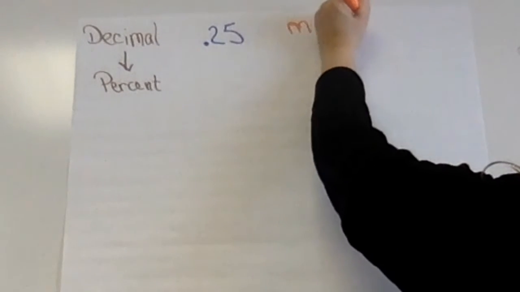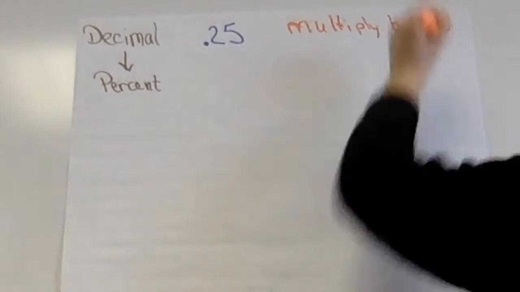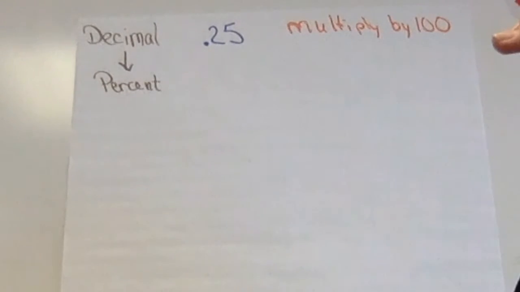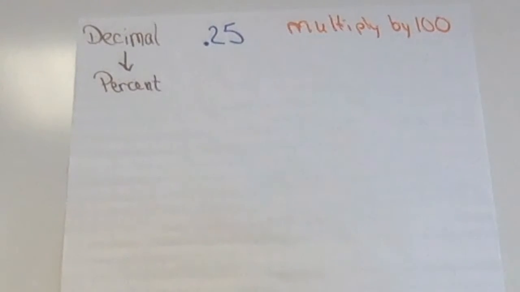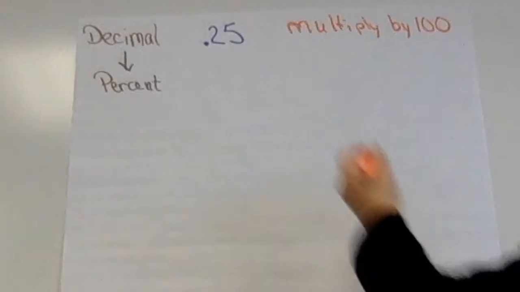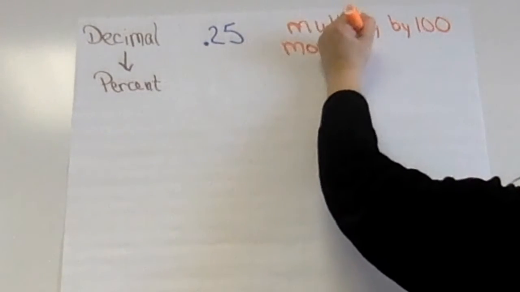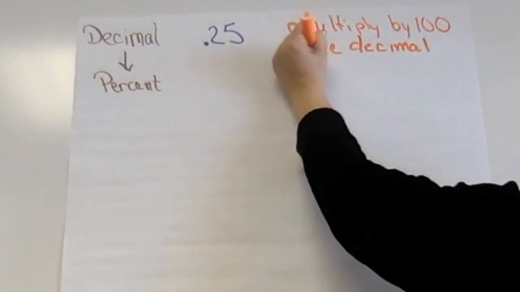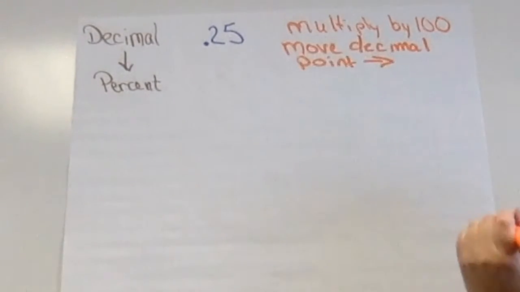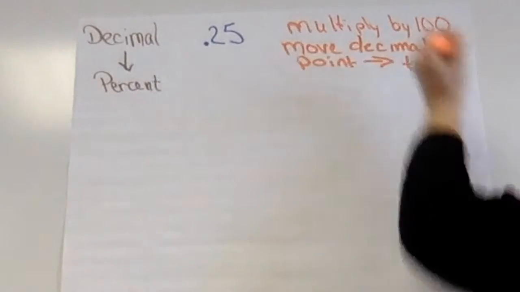So let's write that. Multiply by 100. But let's talk about that. When you're multiplying by 100, if you multiply by 10, we'll start there. What do you do with the decimal point? Move it over. Whenever you're multiplying by a power of 10, you're moving the decimal point to the right by however many powers of 10. So if it was 10, you'd move it over once. If it's 100, you'd move it over twice. Let's write that: move the decimal point to the right. I'll just put an arrow twice, no matter where it's at.